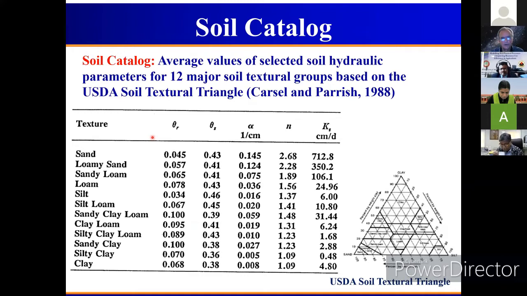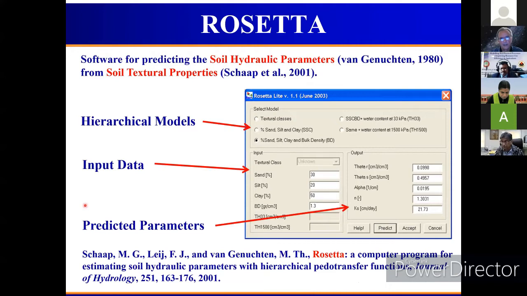For those who do not have measured data, we provide various other tools to get around that. So first of all, we provide something which we call the soil catalog, which gives you average values. I've selected soil hydraulic parameters for 12 major soil textural groups, which are based on the USDA textural triangle given here. And these are those average values for these 12 textural classes. In addition to that, we also have the so-called Rosetta program, which is based on neural networks, which can make predictions of soil hydraulic parameters based on textural properties such as sand, silt, clay, bulk density, field capacity, wilting point, etc. And this is a tool very, very widely used by our users.